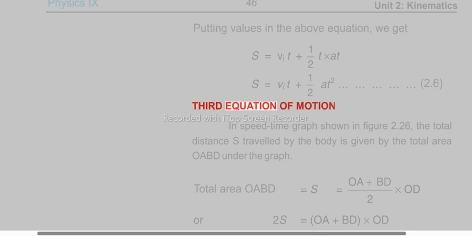Third equation of motion. In the speed-time graph shown in figure 2.26, the total distance s traveled by the body is given by the total area OABD under the graph. Total area OABD. Multiply both sides by 2a, we get. Putting the values in the above equation 2.7, we get.